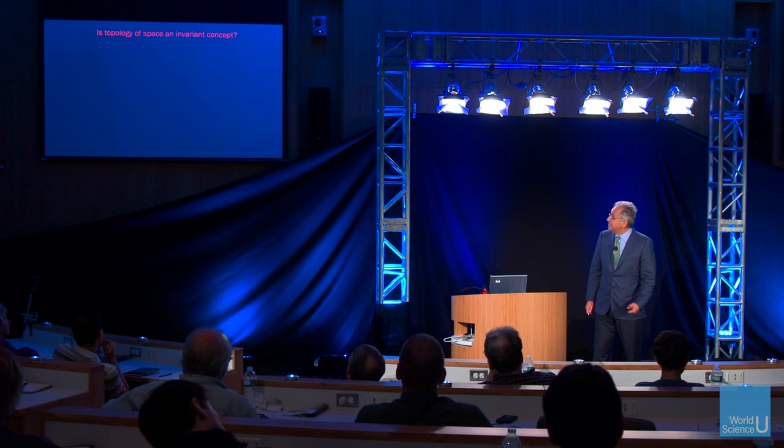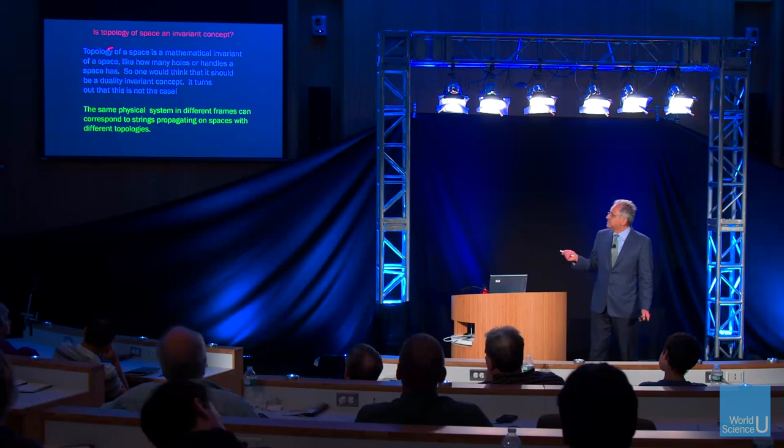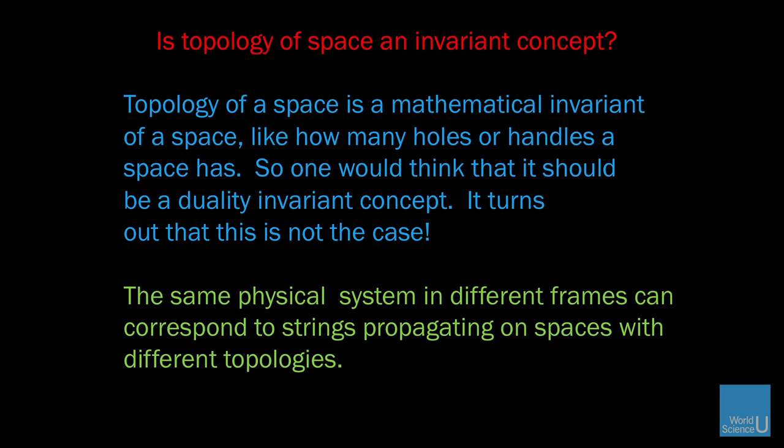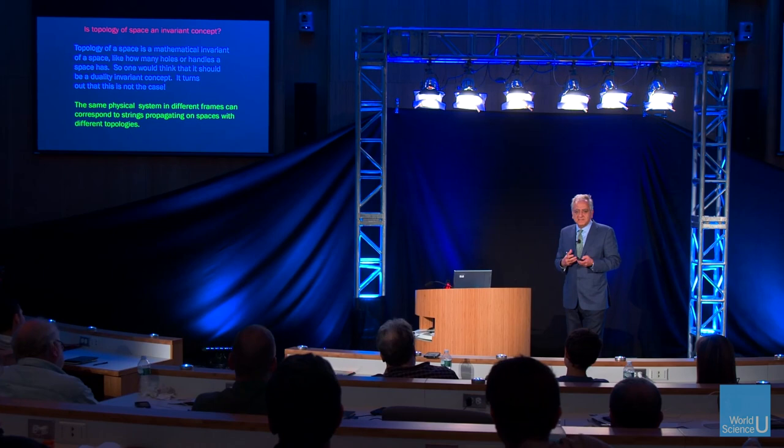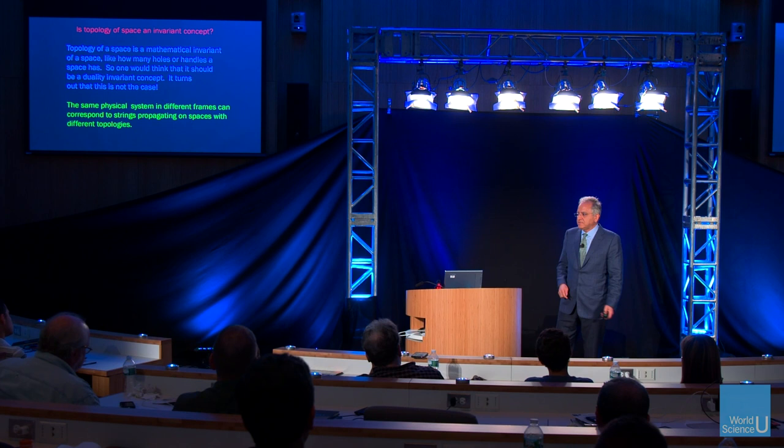Is the topology of a space an invariant concept? Now, what does topology of a space mean? It sounds like very high-level math, but really, I don't mean anything that fancy. It's something very simple. It's something which distinguishes spaces from each other without even paying attention to distances. We know distance was not an invariant concept in string theory. How about some more gross features of the space, like how many handles a space has? How many holes does it have? Or some gross features without actually measuring them. You would think that should be a naturally invariant concept: if you have a space, you should be able to say, well, this has 2 holes, this has 5 holes, this has 9 holes, etc.